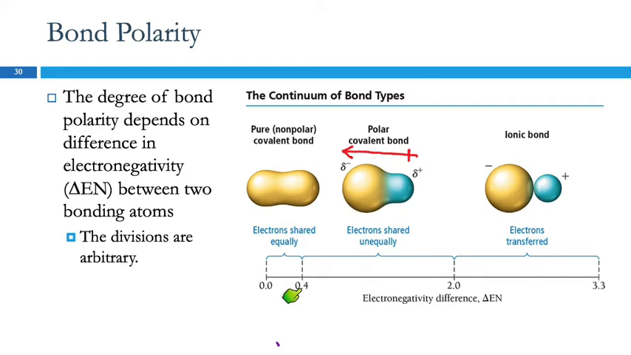If the difference is 0.4 or less, we're going to say that's close enough to 0 to call that nonpolar. If we get a difference of 2 or more, we're going to call that an ionic bond, completely transferred, which we'll find out in a minute doesn't actually happen. And then in here, shared unequally. Okay. These divisions here you might need on a homework problem or a worksheet problem. I won't ask you to remember those for an exam. Okay?